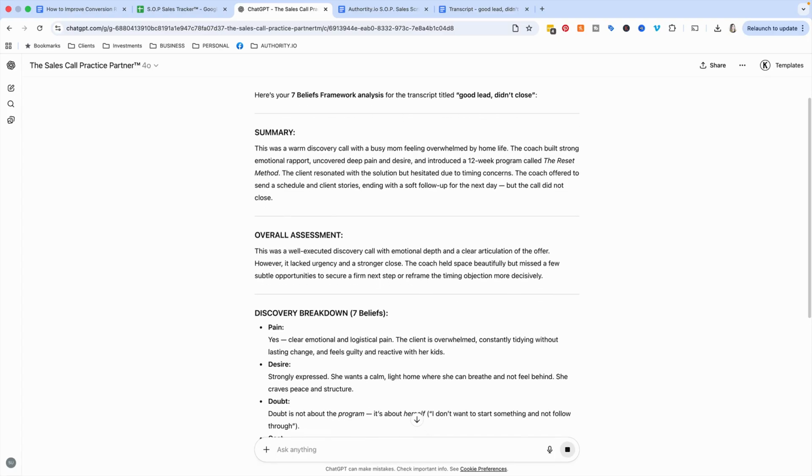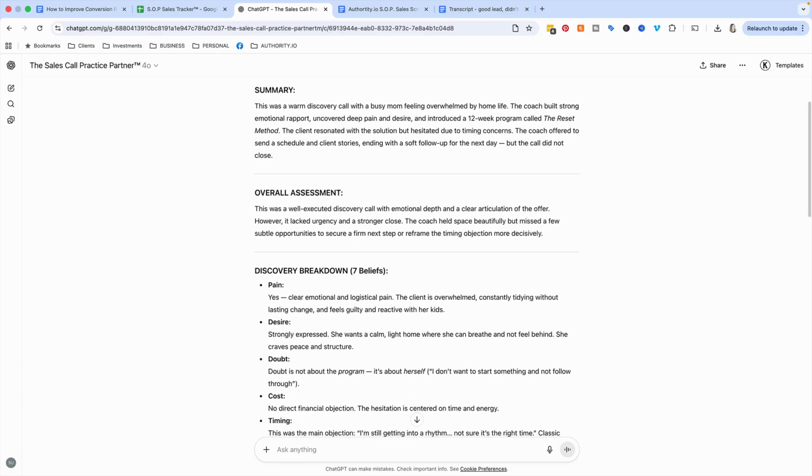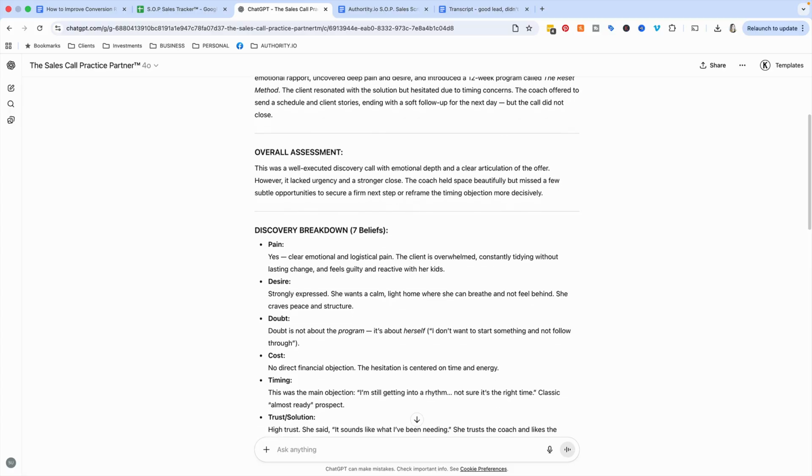So this was a warm discovery call with a busy mom feeling overwhelmed by home life. The coach built strong emotional rapport, uncovered deep pain and desire, and introduced a 12-week program called the Reset Method. The client resonated with the solution but hesitated due to timing concerns. The coach offered to send a schedule and client stories, ending with a soft follow-up for the next day, but the call did not close.